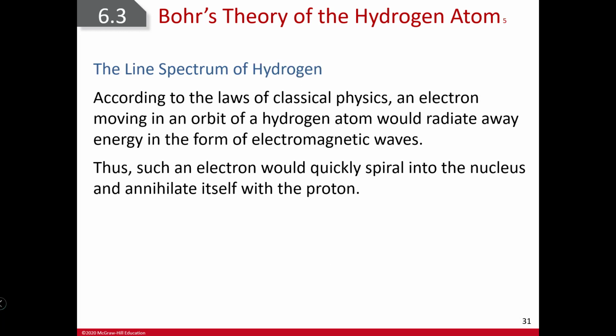All right, so according to the law of classical physics, an electron moving from orbit to orbit would radiate this electromagnetic radiation. The downside is that if that's all that was going on, the electron being negatively charged and the nucleus being positively charged, the electron would eventually go into the nucleus and annihilate itself with a proton.